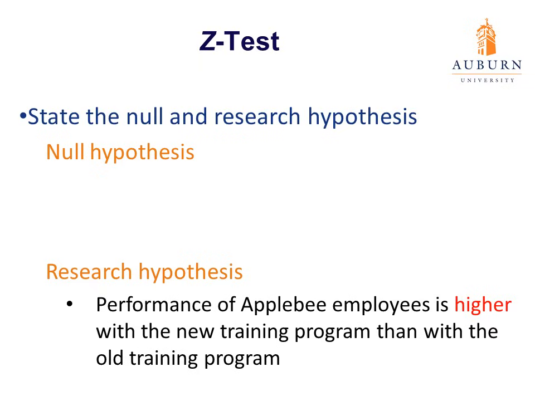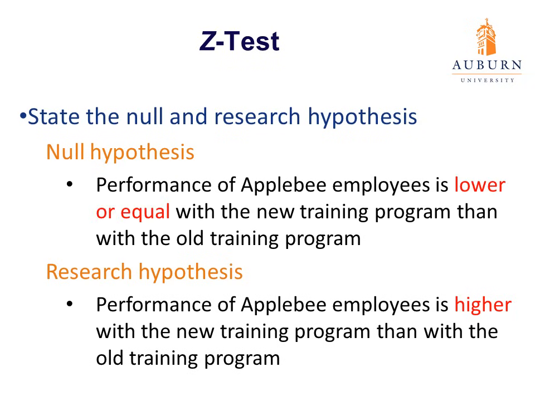And if that's the case, then we will say performance will be higher with the new training than the old training program. Now note that we still have all of our components of a hypothesis test here. We still have a difference statement. In this case we're saying higher. We're still saying who's being measured, Applebee's employees. We're still saying the measurement, performance, and we're talking about our two groups, new training program with the old training program.